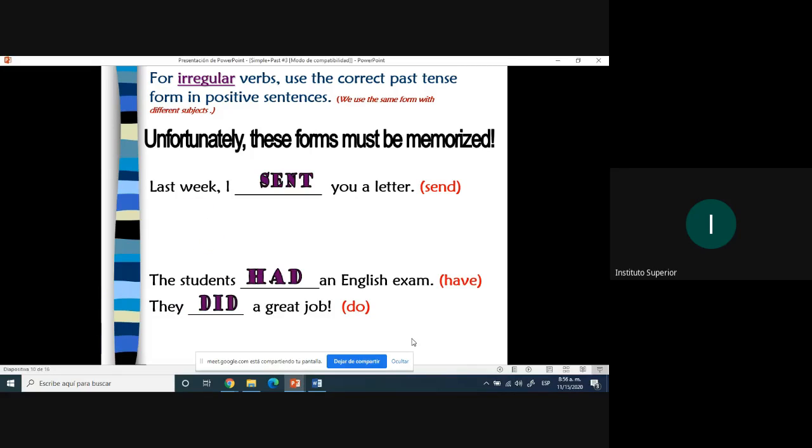Ustedes ya están listos para el examen. You're all ready. Very good. Last week I sent you a letter. The student had an English exam. They did a great job. You did a great job.